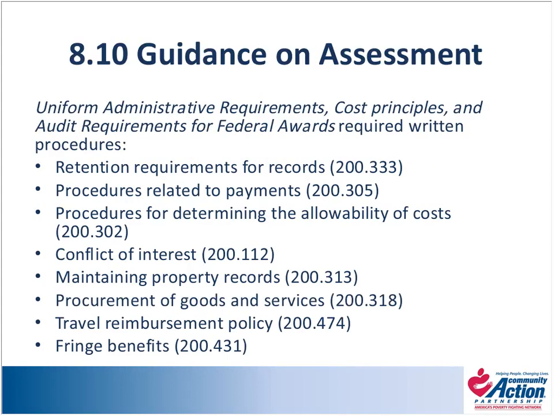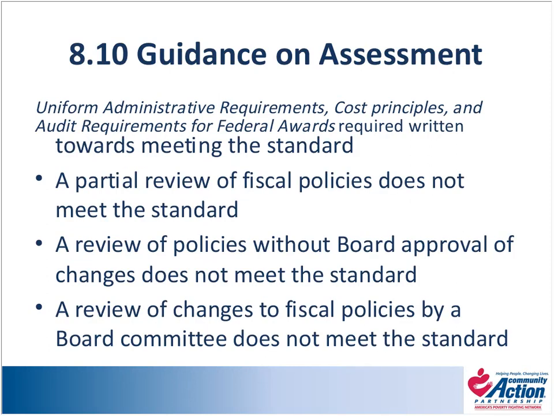So turning to guidance on assessment, these are just some of the required written procedures under the Uniform Administrative Requirements, Cost Principles, and Audit Requirements for federal awards. So good to make sure you're familiar, because these are procedures that are required under the Uniform Administrative Requirements. Those would be retention requirements for records, procedures related to payments, procedures for determining the allowability of costs, conflict of interest, maintaining property records, procurement of goods and services, travel reimbursement policy, and fringe benefits. So again, good to make sure that you are familiar with those requirements under the Uniform Administrative Requirements.